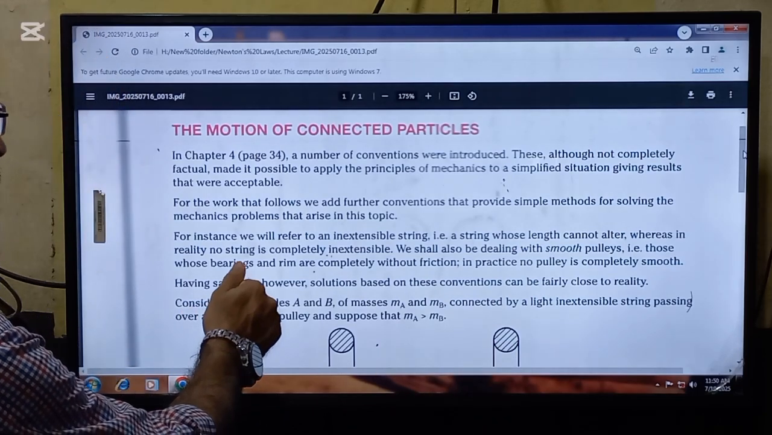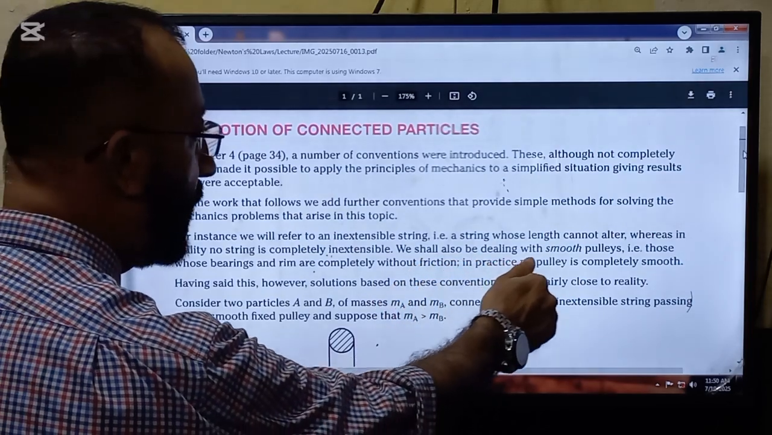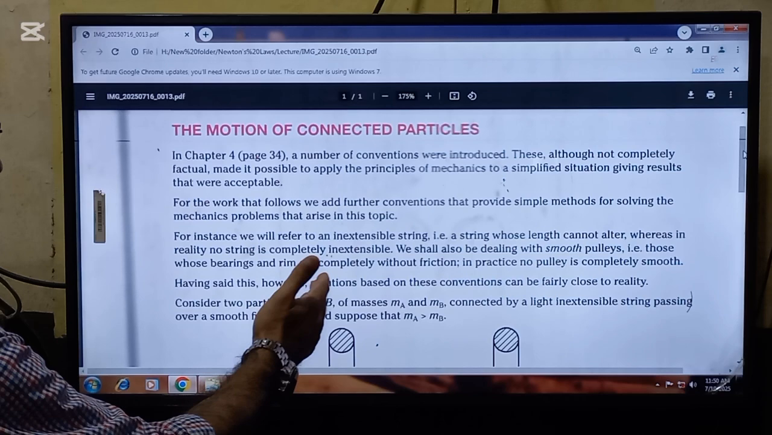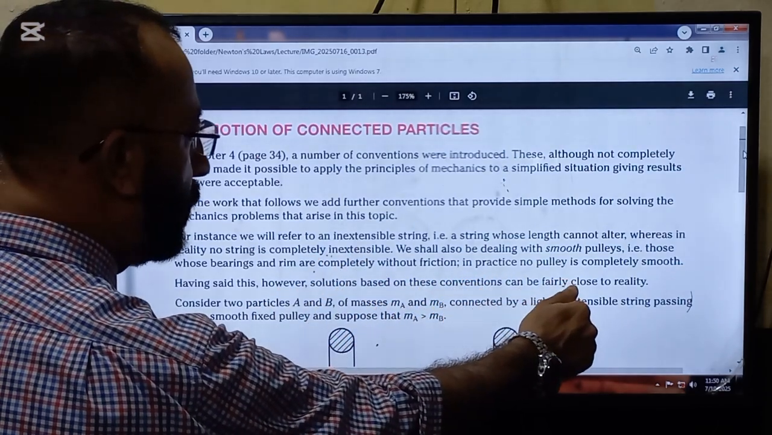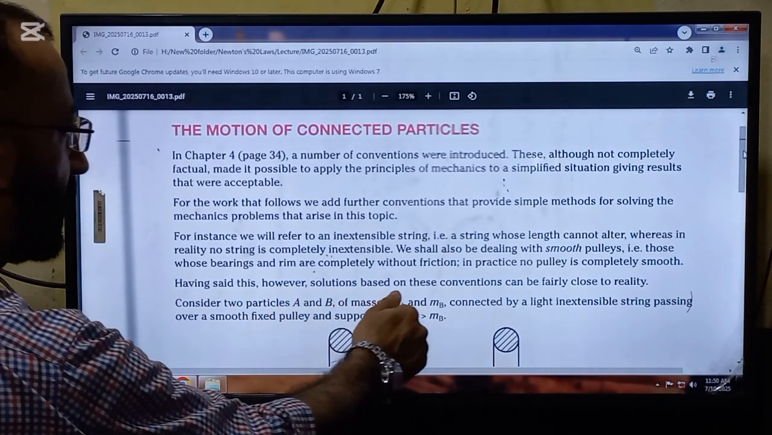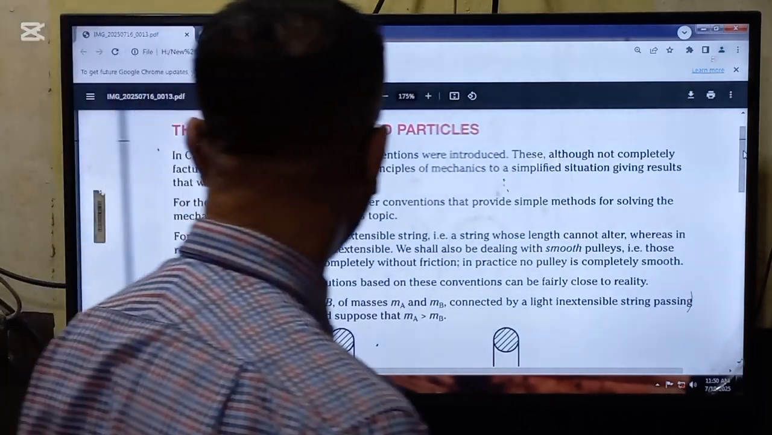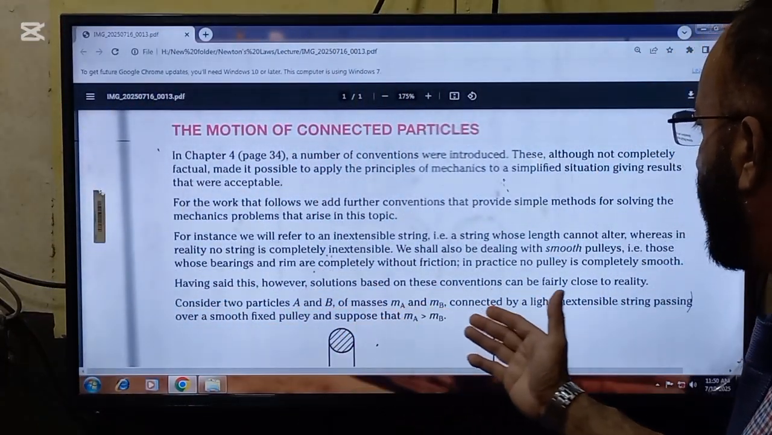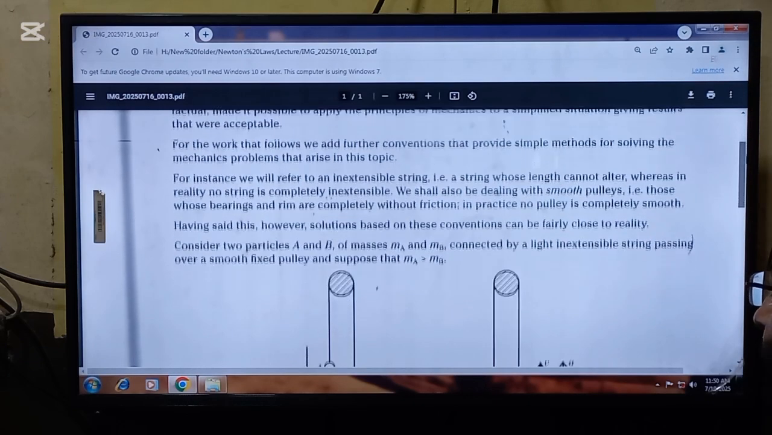For instance, we will refer to an inextensible string, that is a string whose length cannot alter, whereas in reality no string is completely inextensible. We shall also be dealing with smooth pulleys, that is, pulleys whose bearings and rim are completely without friction. In practice, no pulley is completely smooth. Having said this, however, solutions based on these conventions can be fairly close to reality.